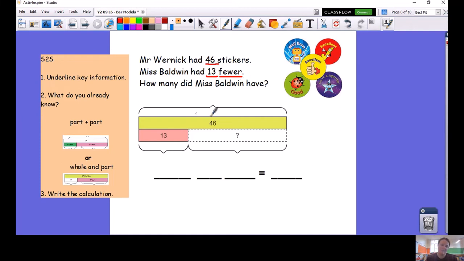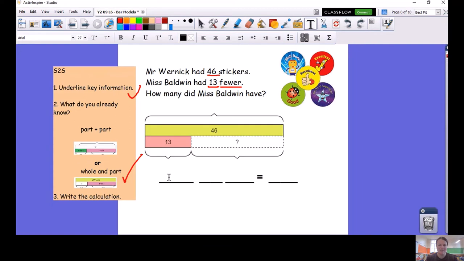So if Mr. Wernick had 46 and I've got 13 less, 13 fewer, I need to work out how many I had, which means I've got a whole and I've got a part, which means it's, well, yeah, you're right, it's subtraction, isn't it? Let's write down the calculation. So I always start when I'm subtracting with my minuend, and my minuend is my biggest number, so I've got 46. Subtrahend, which is 13. Wow, okay, let's now go through and match up some bar models to some questions to check our understanding.